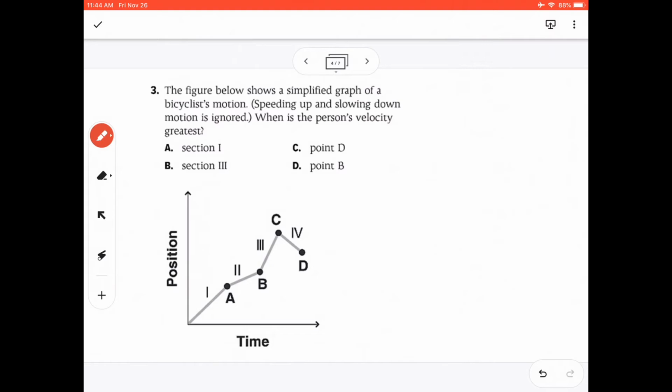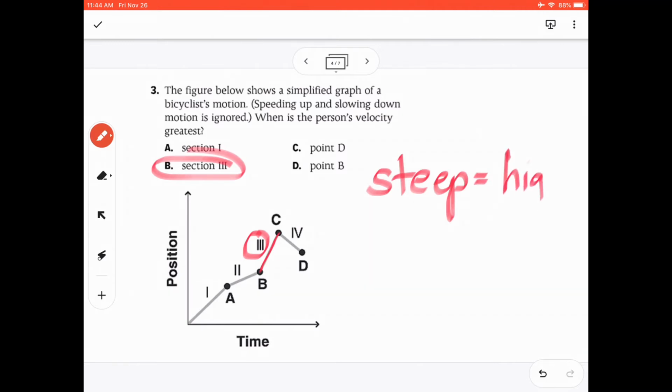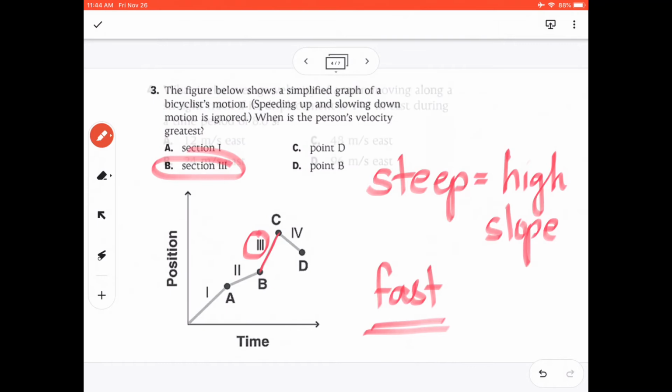Question number 3. The figure below shows a simplified graph of a bicyclist's motion. Speeding up and slowing down motion is ignored. When is the person's velocity the greatest? The answer here is letter B, section 3. As you can see, the section 3 part of the graph is the steepest. A steep line means a high slope, and if the slope is high, it means that it is fast. So that's the only explanation for this question.